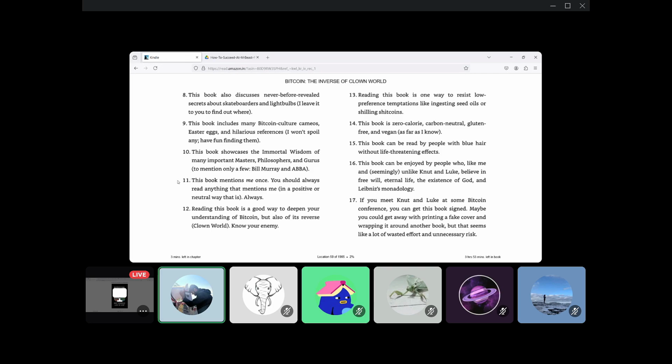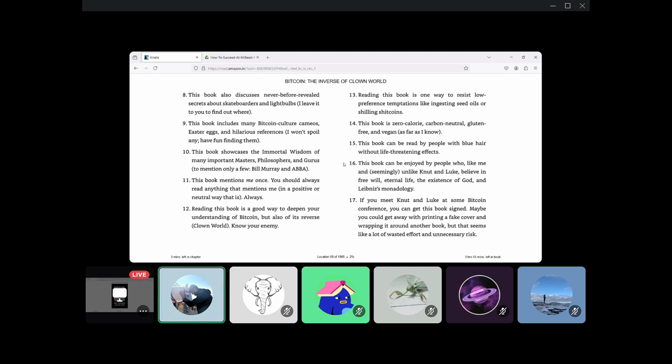This book mentions me once. You should always read anything that mentions me in a positive or neutral way, that is, always. Reading this book is a good way to deepen your understanding of Bitcoin, but also of its reverse, clown world, your enemy. Reading this book is one way to resist low preference temptations like ingesting seed oils or shilling shitcoins. This book is zero calorie, carbon neutral, gluten free, and vegan, as far as I know. This book can be read by people with blue hair without life threatening effects.